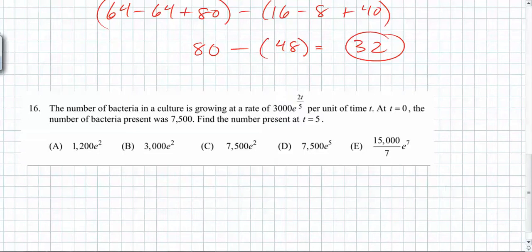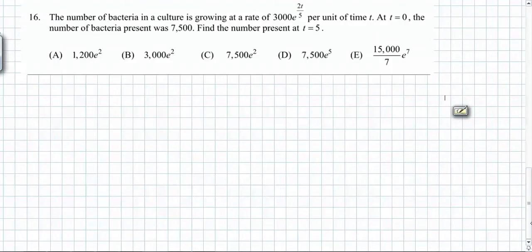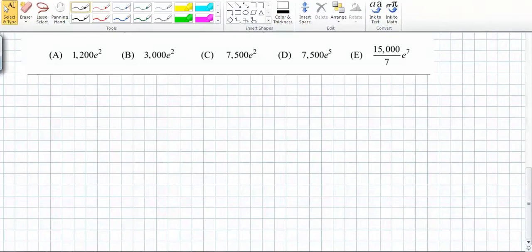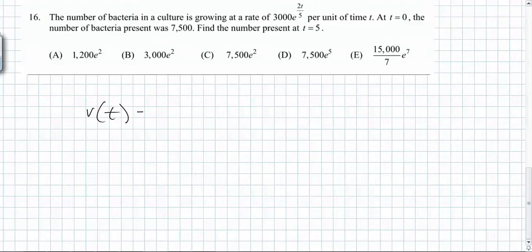So the way you can think about this is, well, yeah, so look, the way I would write this down, you have the velocity, I like thinking of it that way, is 3,000 e to the 2t over 5, right? So the actual population, you can say p of t, what's that going to be? You have to anti-differentiate this. You can integrate this, it's not that bad.